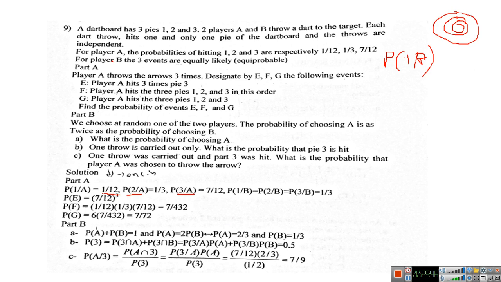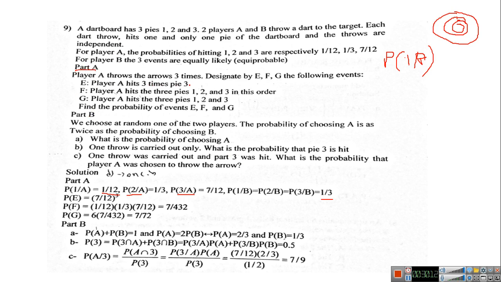However, for player B, the 3 pies are equiprobable. What does it mean, equiprobable? They are the same. P of 1 knowing B equals P of 2 knowing B. B is the second player, hitting pie 1, pie 2, pie 3 is 1 over 3. 1 over 3 plus 1 over 3 plus 1 over 3 is equal to 1, and all are equiprobable. We're going to start by part A.